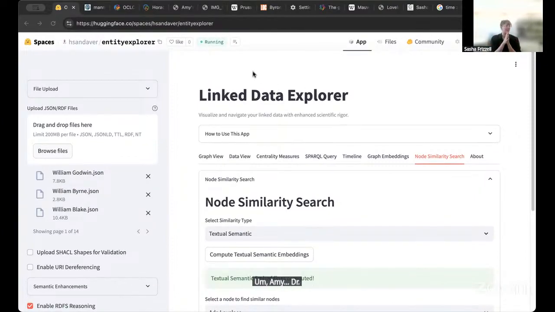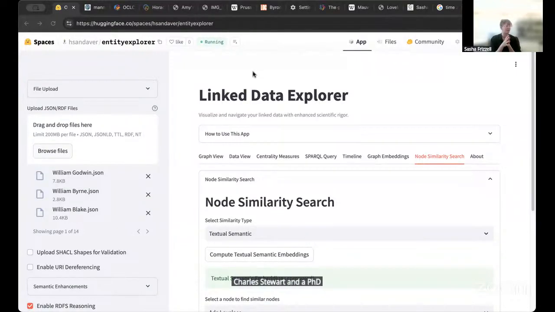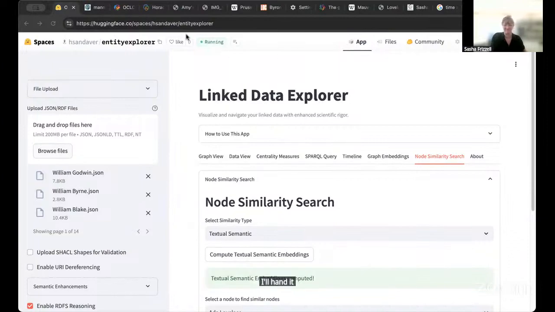Dr. Amy Isham majored in English at the University of Tasmania with a special interest in British literature and philosophy. Amy has a Master of Applied Science from Charles Stewart and a PhD in Regional Development from Federation University. Amy is the library manager at Mannix Library, writes academically in religious studies and social sciences, and is an associate at the Center for Public Christianity. I'll hand it over to you now.